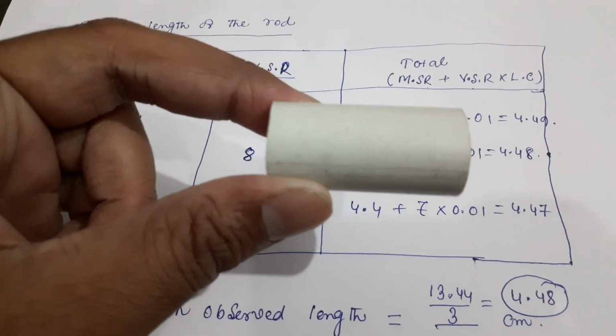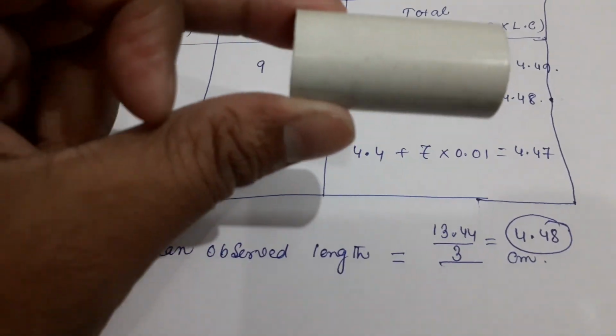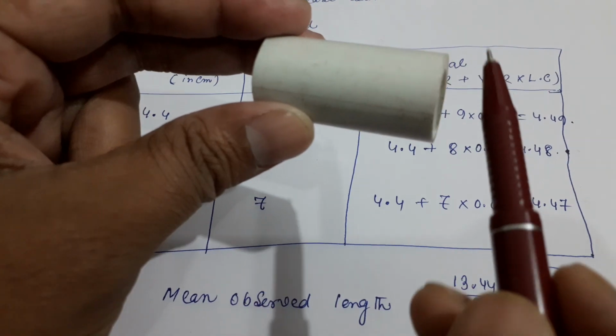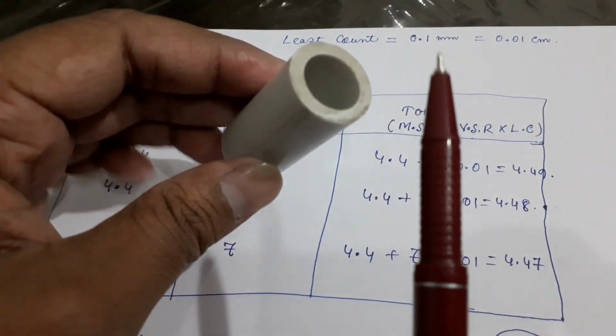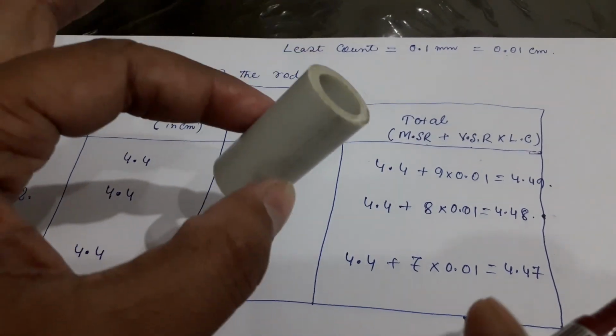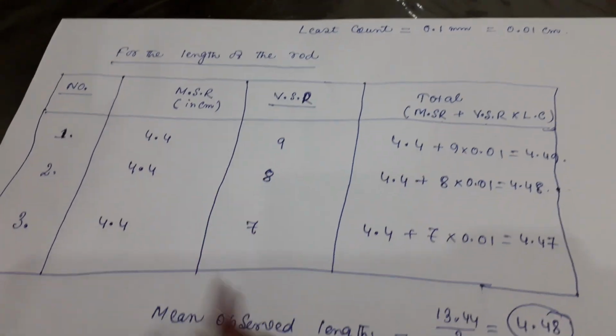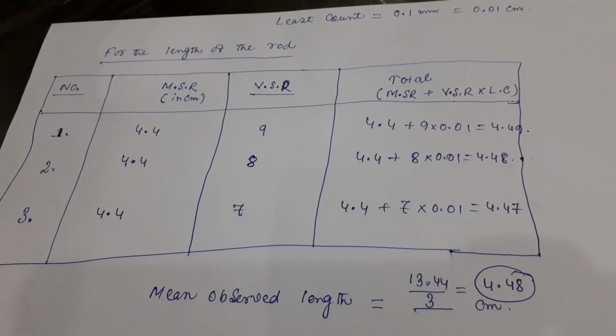Okay. Now in the next practical we will calculate the radius. First of all you have to calculate the diameter of that one. Then the pi r square h formula. With the help of that we will calculate the volume. So this table you have to write in your practical book.